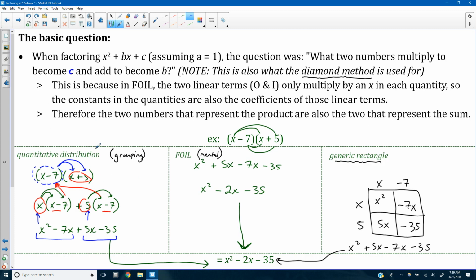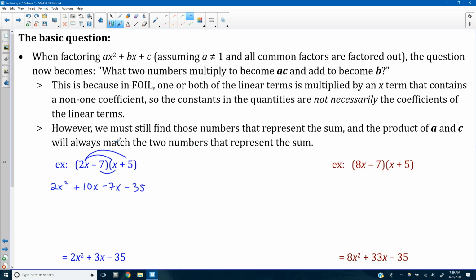Remember before when we multiplied something with that 5, it became a 5x and a 5x and a 5x? Well, not anymore. Now it's a 10x. Why? Because one of the linear terms, this 10x, was multiplied to get this number, a number that was doubled. 5 was multiplied by 2x, an x term that contains a non-1 coefficient. This 2x is a non-1 coefficient of 2. 2x times 5 is 10x.